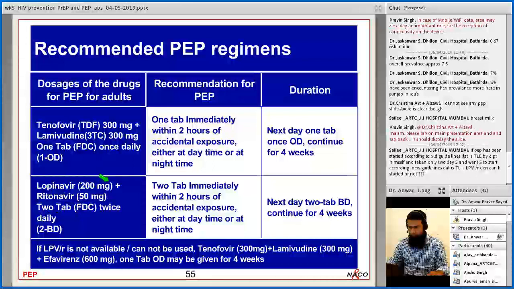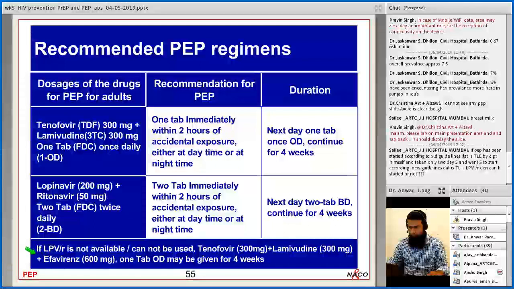The regimen used in our program is tenofovir, lamivudine, and efavirenz as 1 tablet a day, and lopinavir ritonavir combination of 250 milligram, 2 tablets twice a day. This is one thing which is new in the guideline. In the last guideline it had come: 1 tablet immediately within 2 hours of accidental exposure, either at daytime or night time, and 2 tablets immediately within 2 hours of accidental exposure, either day or night time. So all these 3 tablets or 4 tablets need to be taken at a time. Next day 1 tablet once OD and continue for 4 weeks.